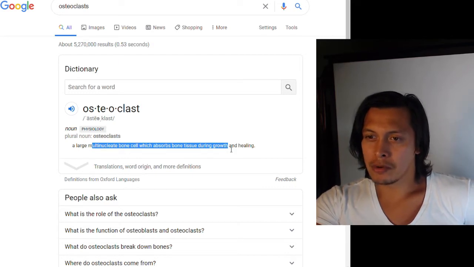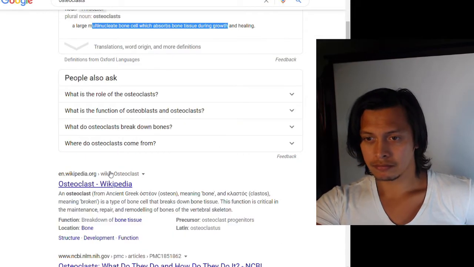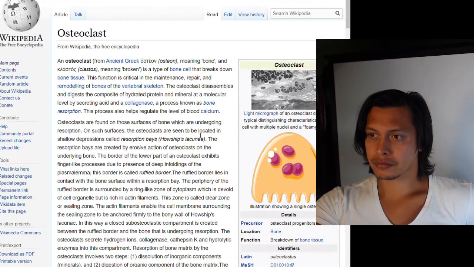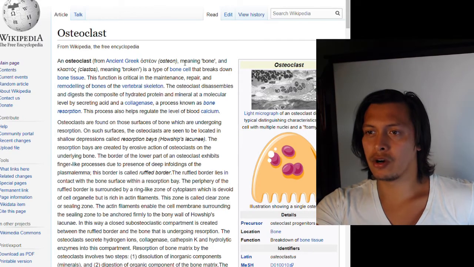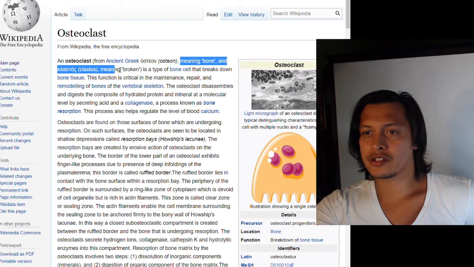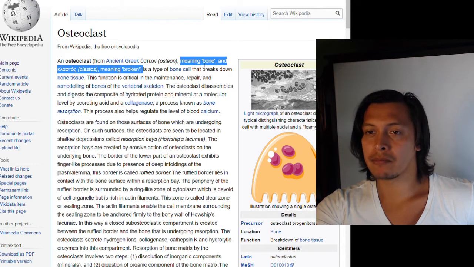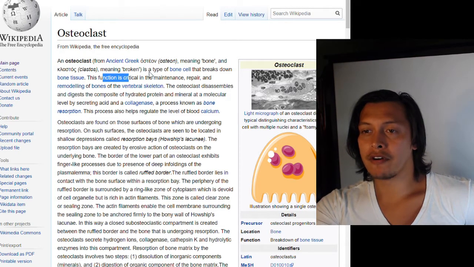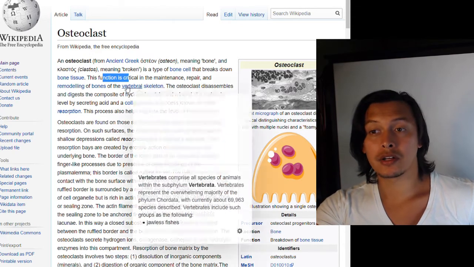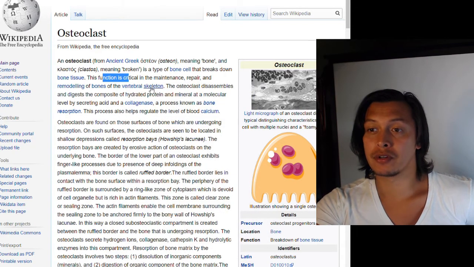So these are large multinucleate bone cells, and they absorb bone tissue during growth and healing. Let's read this real quick. Osteoclast, osteo meaning bone and clastos meaning broken, is a type of bone cell that breaks down bone tissue, and the function is critical for the maintenance, repair, and remodeling of bones in the vertebral skeleton.